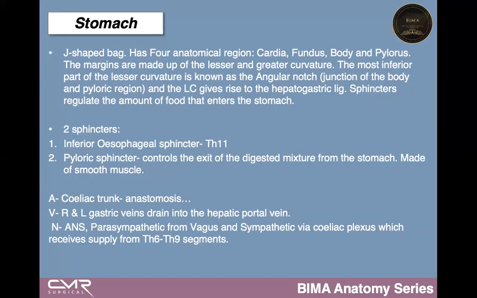There are two sphincters in the stomach as well. The function of these sphincters is to regulate the amount of food that enters the stomach. So the first sphincter that you have is the inferior esophageal, really at the level of T11, and it's the inferior esophageal sphincter. So this is regulating the amount of food that we can swallow.